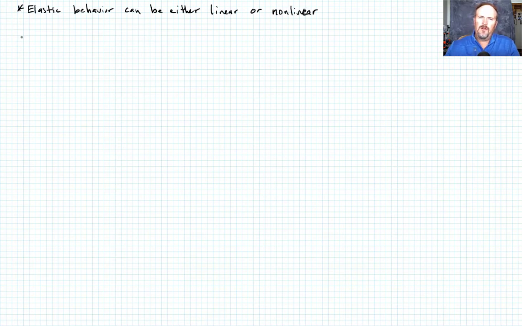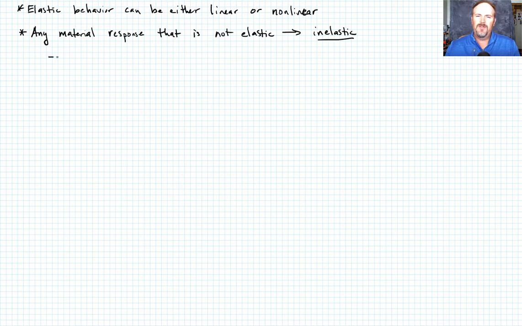We can have basically two types of elastic behavior. Elastic behavior can be either linear or nonlinear. So let's just note that. And furthermore, any material response that's not elastic is called inelastic. A classic example of this would be plasticity. Plasticity is an example of inelastic behavior.